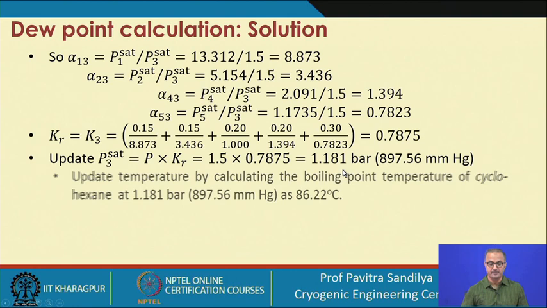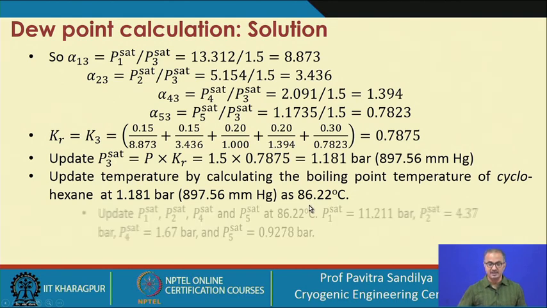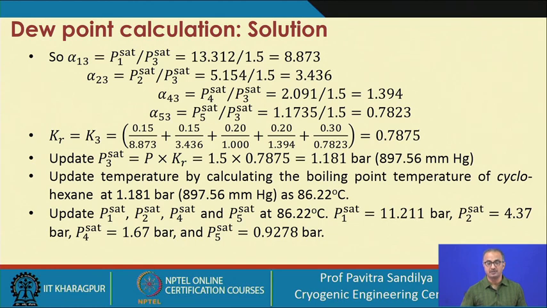With this vapor pressure value, we again go back to the Antoine equation to find the second updated temperature value by finding the boiling point of the reference component, and that boiling point is coming out to be 86.22 degree centigrade. With this updated value of the boiling point as a second guess of the temperature, we find the vapor pressures of each of the rest of the components, and these are the values obtained from the Antoine equation.